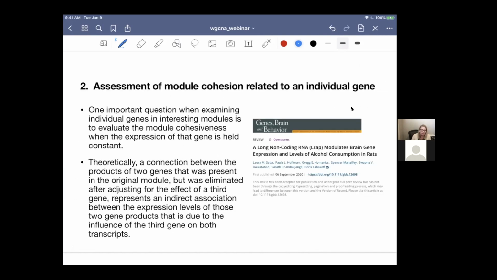We can also do an assessment of module cohesion related to an individual gene. To do a little self-promotion, we recently published a paper where we used this idea of module cohesion to decide which gene within our co-expression module to target for knockdown and genetic manipulation. The question here is whether we can identify which gene is responsible for a lot of the co-expression within the module.